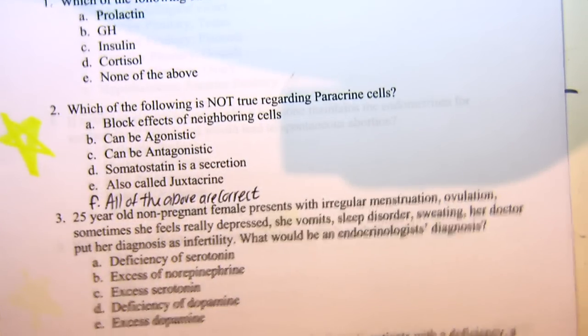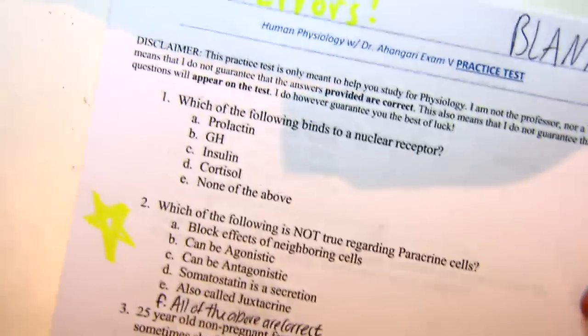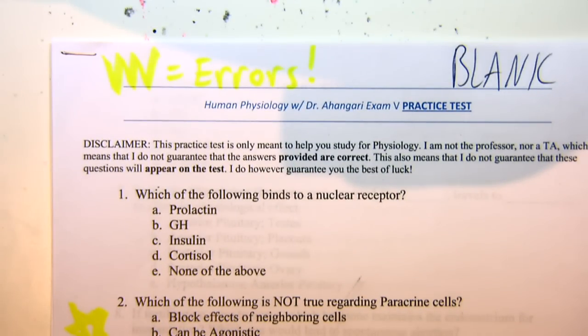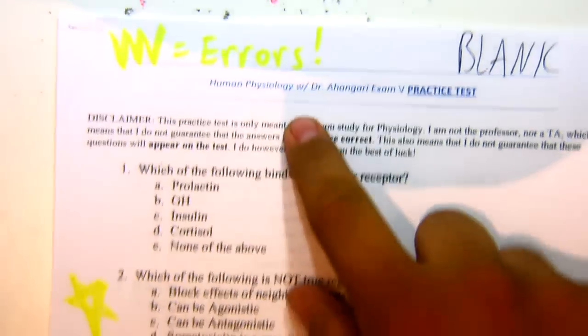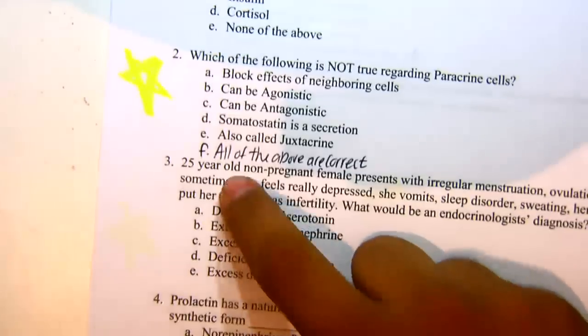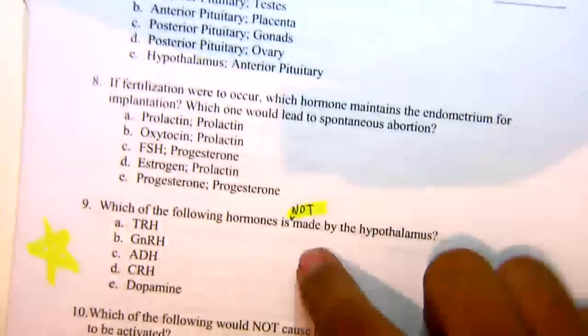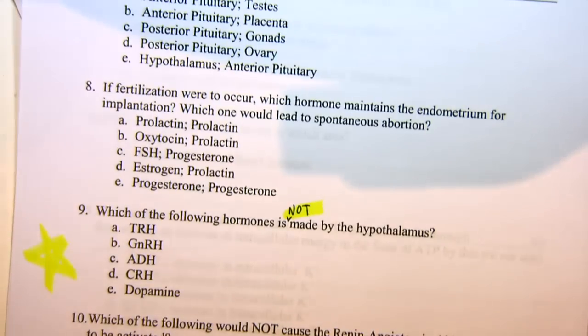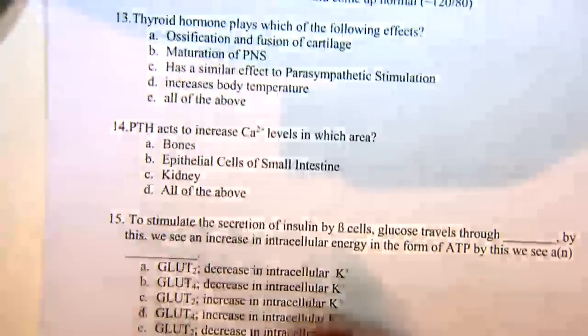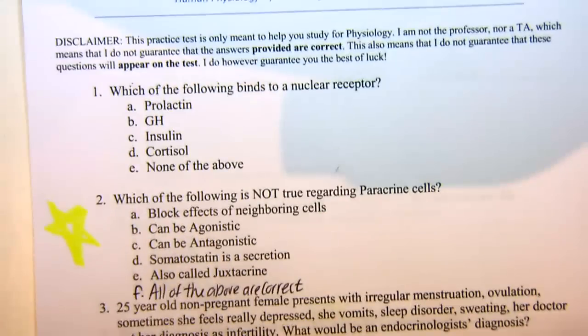Okay, so before we start, I did the thing last night, my bad, and I found errors on it. So for number 2, there's an F now, and all of the above are correct. I wonder what the answer for that one is. Okay, number 9, it should be hormone is not. And I think that's it. If there are any other errors, scream at me and I'll stop and we can go over it. But I guess we can get started now.